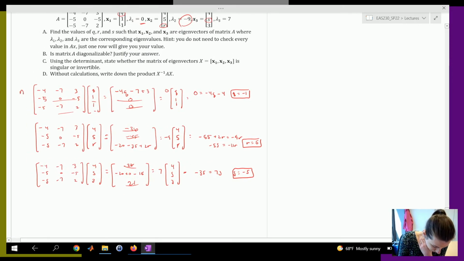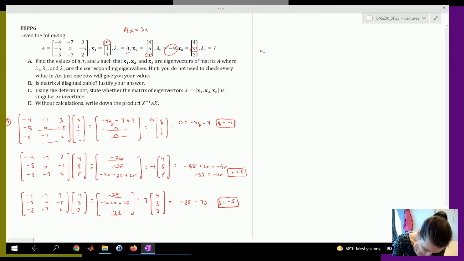For B, is the matrix diagonalizable? Yes, because lambda 1 is not equal to lambda 2 is not equal to lambda 3. Because 0 is not equal to negative 9 is not equal to 7. You have 3 distinct eigenvalues.